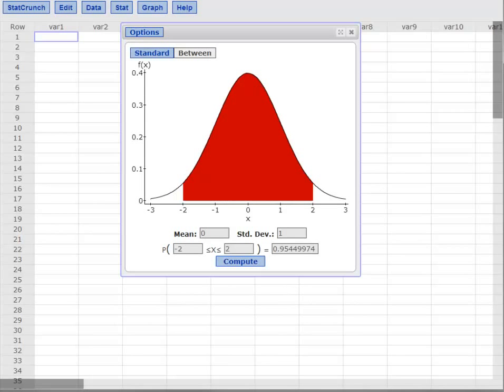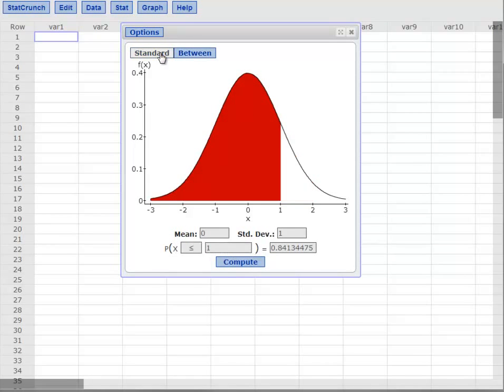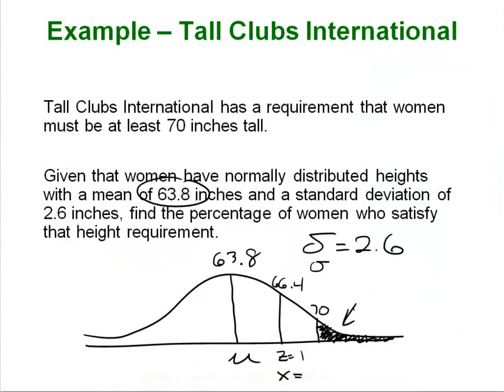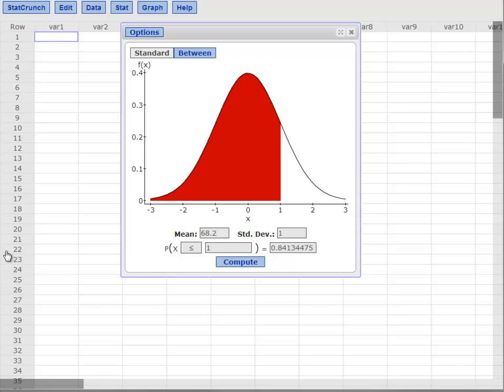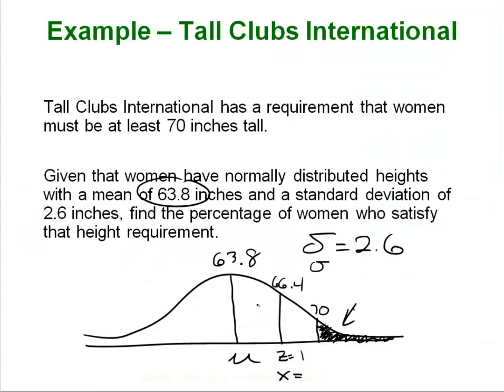Let's take a look at StatCrunch first. So we want area above 70. So let's go to standard because this gives us area in one place. So our mean was what was it? 68.2, I think. Nope, 63.8. Boy, I've got a horrible memory. 63.8. Let's try that again. 63.8, and our standard deviation, 2.6.